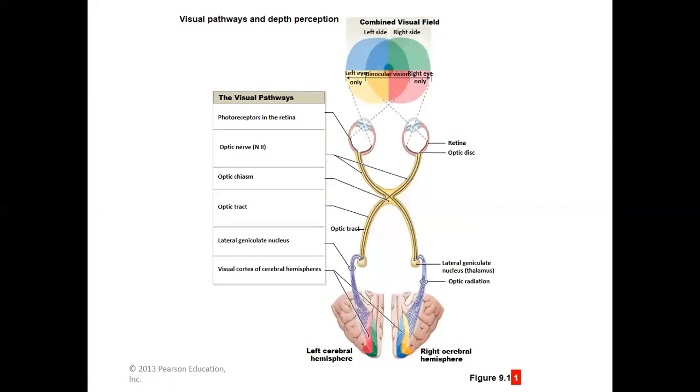It's basically part of the thalamus. Remember, the thalamus is a relay center, so we're going to talk about maybe just the thalamus. Let's call it that for right now, because it's a specific area of the thalamus. And then the thalamus communicates all the way back to the visual cortex, which is located in the occipital lobe of the brain.